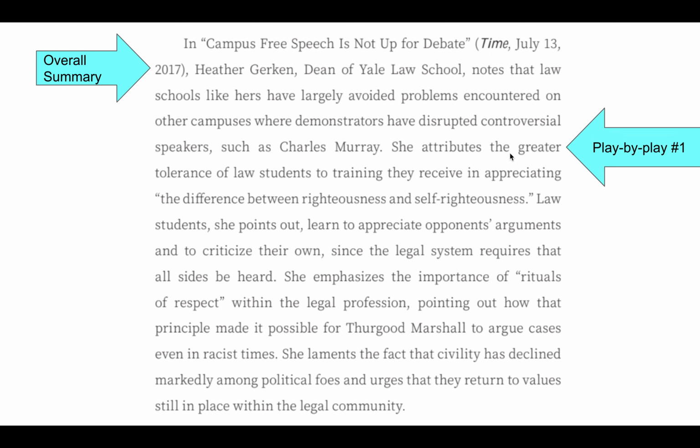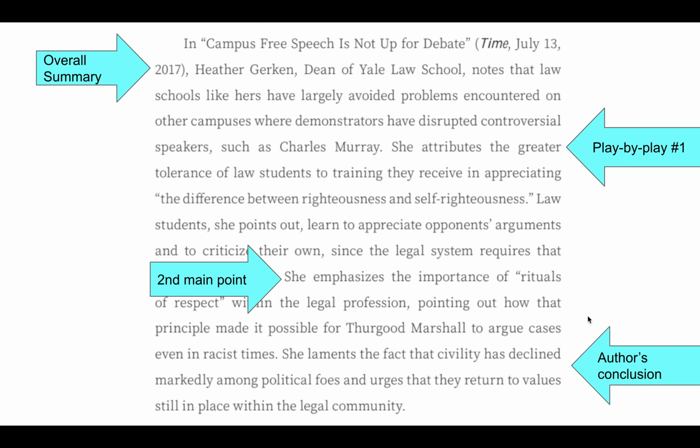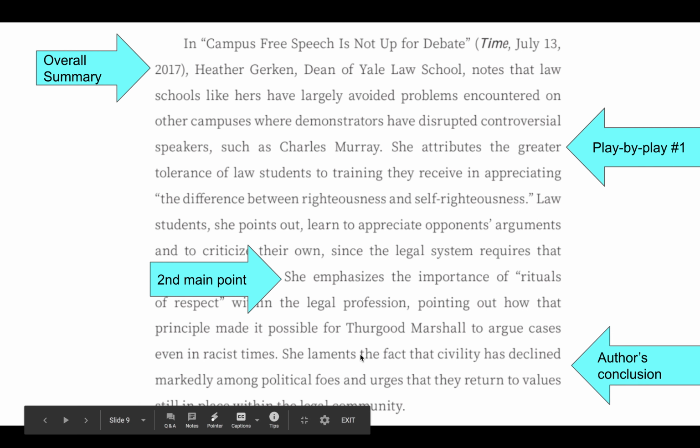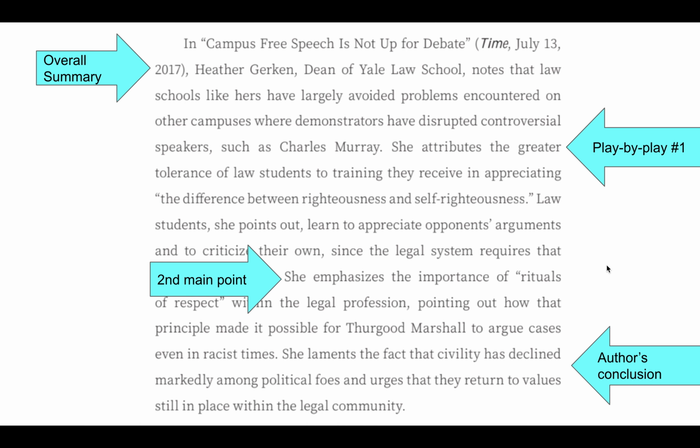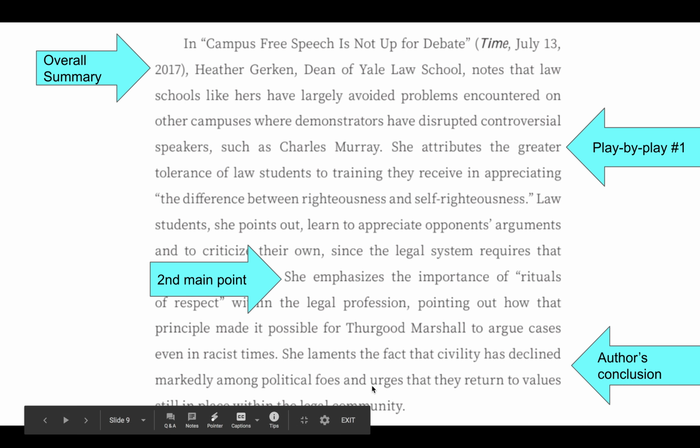First, she attributes the greater tolerance of law students to training. The play-by-play continues here. She emphasizes the importance. So notice the verb choice here. She attributes, she emphasizes, she notes. And then finally, how the author herself concludes. She laments the fact that civility has declined and urges that they return to values still in place within the legal community. So this is what she wants, right? She wants people to return to these important values.